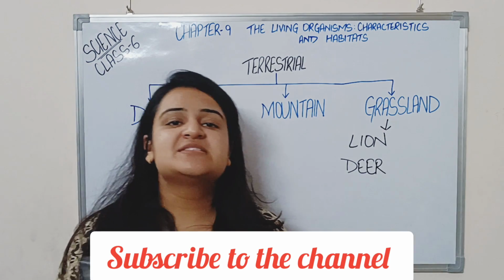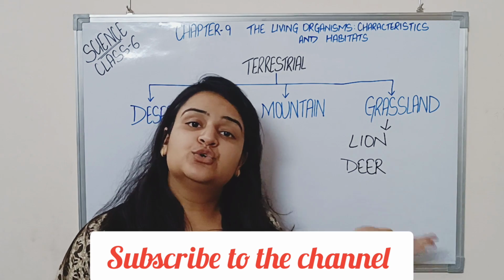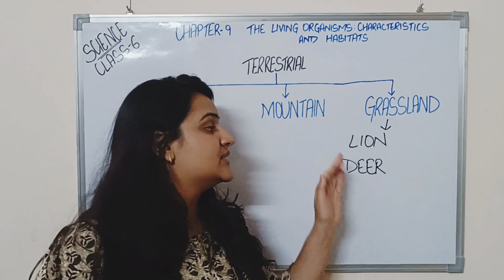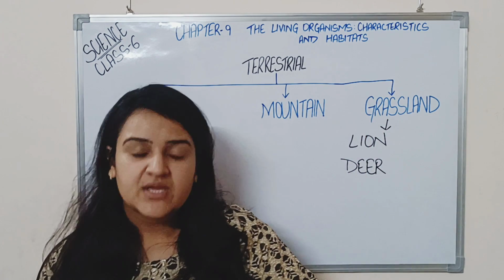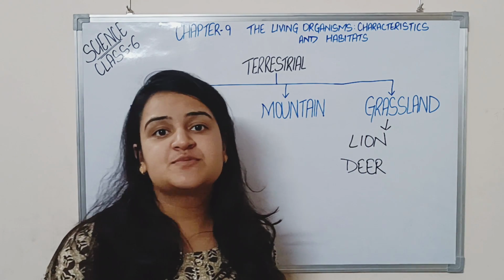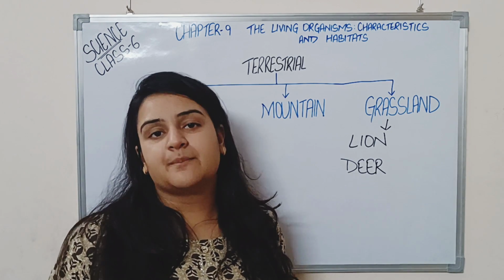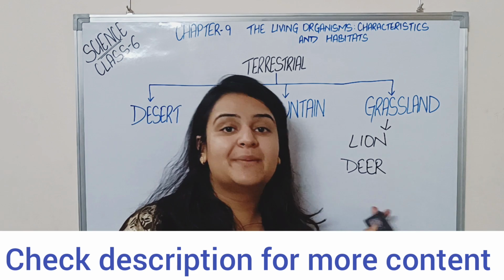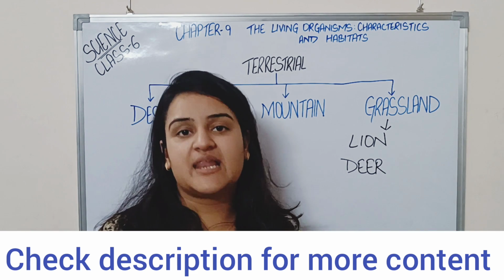Now what are the characteristic features that both of these animals have that help them to do their own work? It helps the lion to actually search for its prey, and that helps the prey to save themselves, to save their lives.